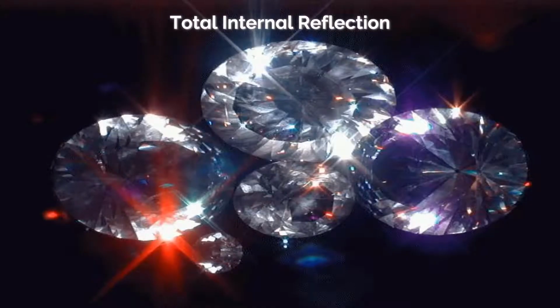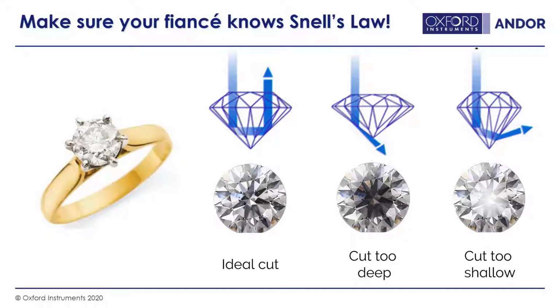And this phenomenon explains why diamonds are so brilliant and sparkly. This can be understood by examining the side profile of a traditional diamond. Here, you can easily see why the angular cut is so important and can highly impact the cost of a diamond. A diamond with an ideal cut doubly exhibits total internal reflection, causing it to appear very bright and dazzling, whereas a diamond with a cut that is too deep or shallow will appear darkened or cloudy, respectively. So make sure your fiancé knows about Snell's law when they go to purchase an engagement ring.